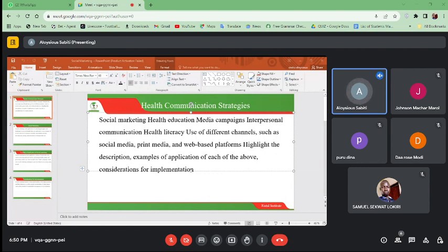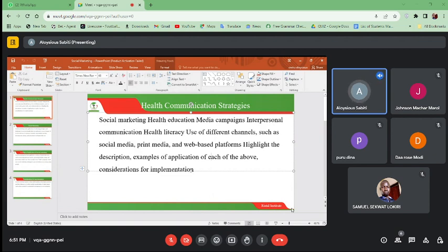So we want to look at health communication strategies. And in this case, we're looking at social marketing. So health education, media campaigns, interpersonal communication, health literacy, use of different channels such as social media, print media, and web-based platform. Highlight the description, examples of application of each of the above, considerations for implementation. So if you're doing a health communication, you need to bring in the aspect of social marketing. And in this case, you must be able to use the different media campaigns.